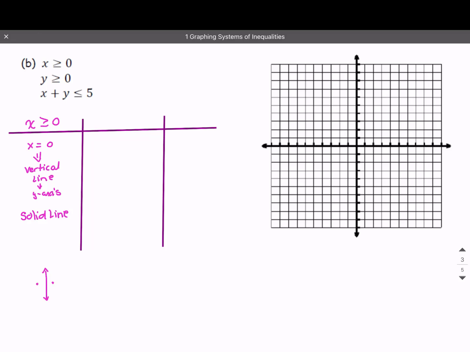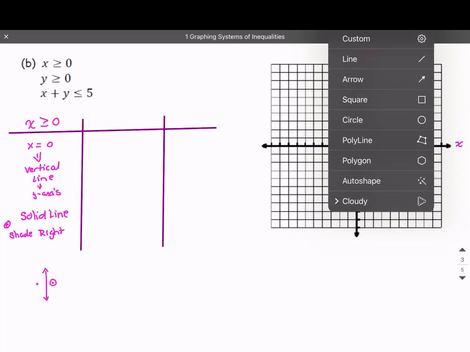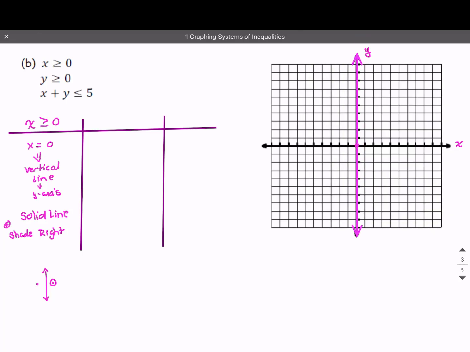Now if you think about the numbers on the x-axis, here's where x is 0. Are the numbers that are greater than 0 to the left or to the right of that spot? They are over here to the right. So we are going to shade to the right. And it's only when you have vertical lines that you have to worry about shading left or right. So let's get our line, grab the line here on the y-axis, label it as the line x equals 0, and shade everything to the right.